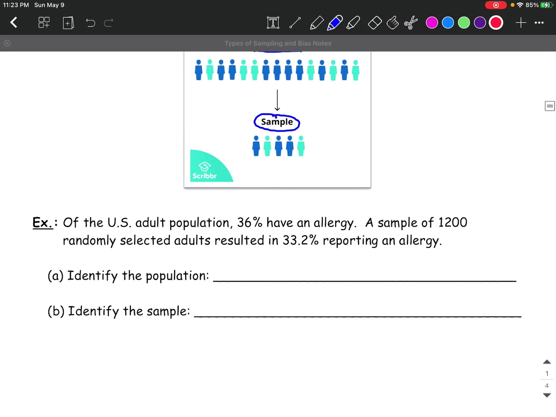So for instance, of the US adult population, 36% have an allergy. A sample of 1,200 randomly selected adults resulted in 33.2% reporting an allergy. Now the population in here is US adults. That's everybody that was targeted. The US adults. The sample would be the 1,200 randomly selected adults.